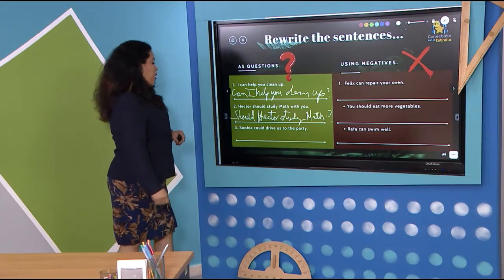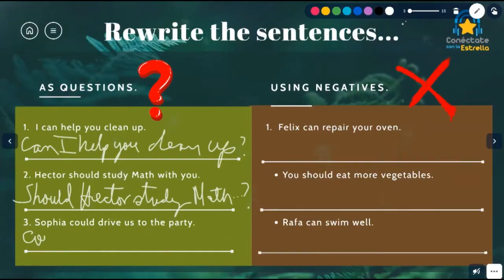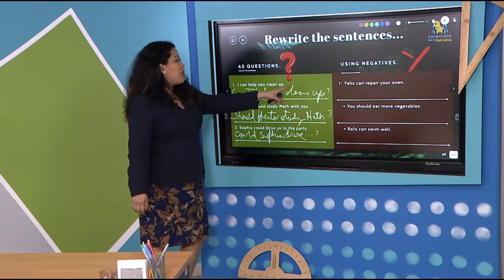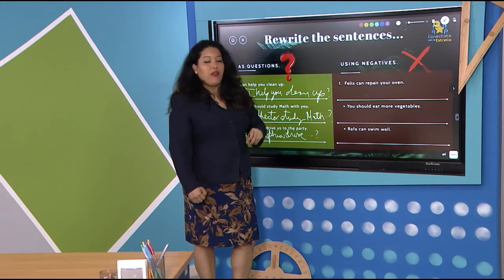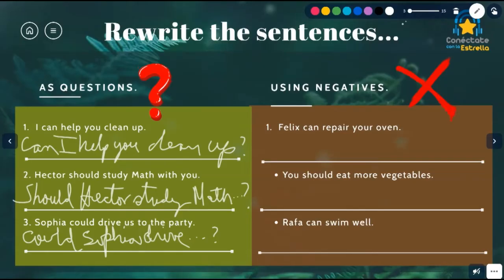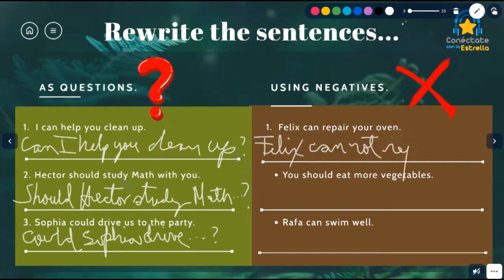Sophia could drive off to the party. Then could first, then the subject, Sophia, and then the verb, drive. Very good. And the rest of the sentence and question mark. Good. Now in negative, Felix can repair your oven. So we need the not. So Felix cannot, right? Repair. Very good. And the rest of the sentence.